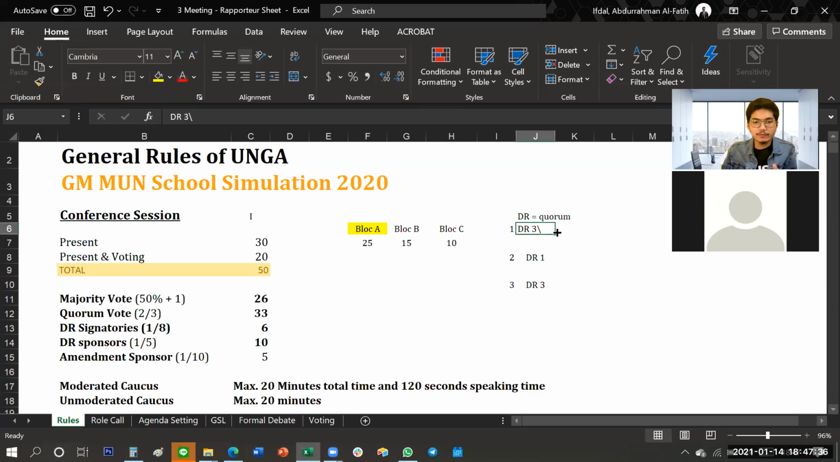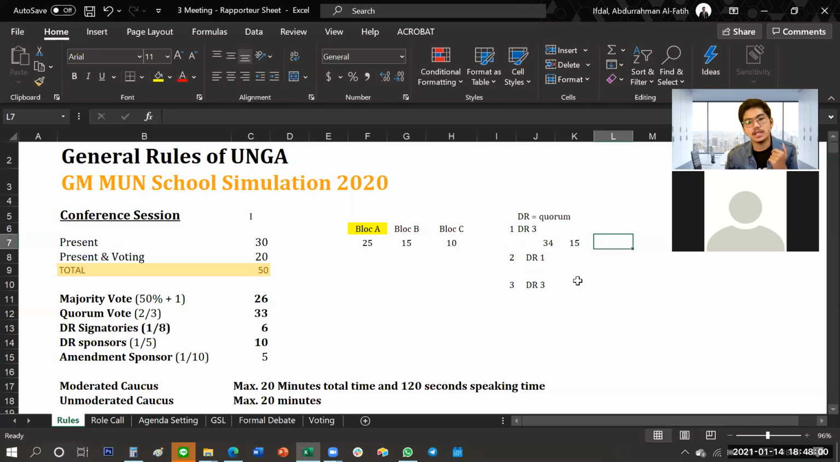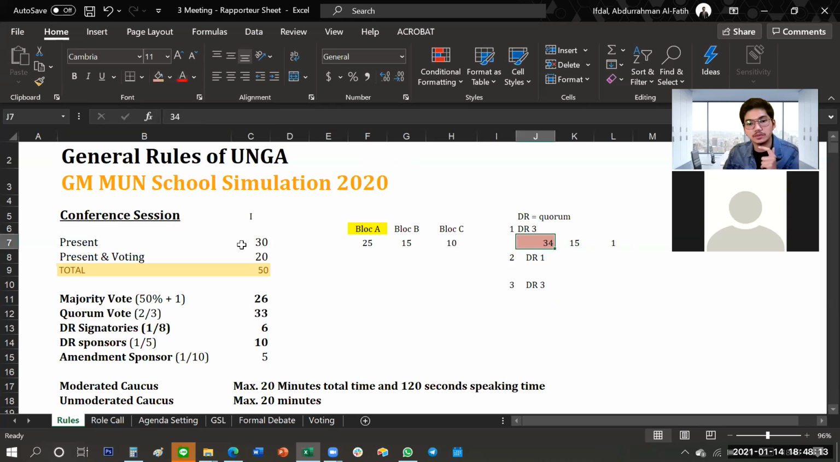Okay, so if, for example, the voting process for DR3 starts, and the quorum vote is 33 for the total of 50 delegates who are in the session, and then 34 delegates vote yes for DR3, and for example, 15 delegates say no, and 1 delegate chooses to abstain. In this case, DR3 will pass, because why? Because DR3 passes the quorum vote.